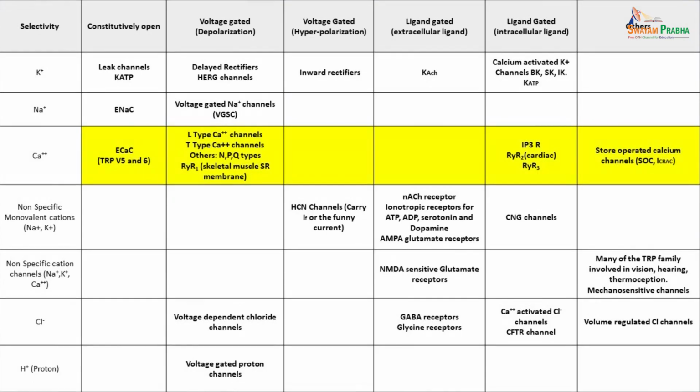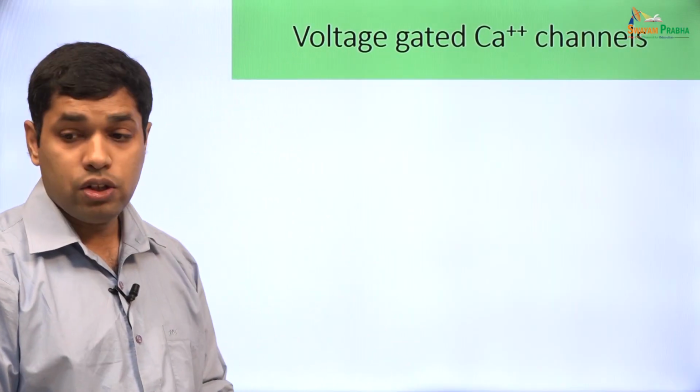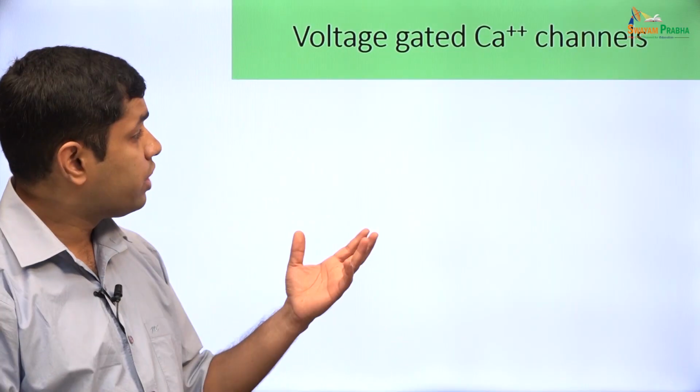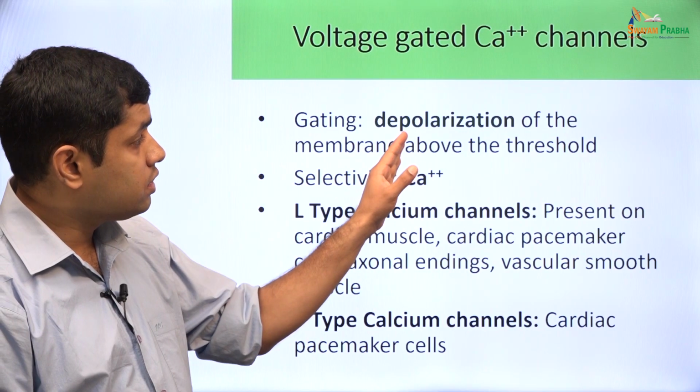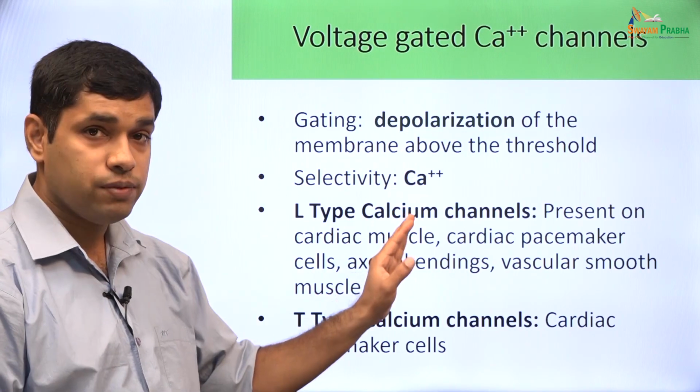But what we will discuss now is the different channels that are involved in regulating intracellular calcium levels. And we'll start off with the first one, that is the voltage gated calcium channels. We've discussed this in brief before, but we'll talk about the L-type calcium channel and the T-type calcium channel, which are voltage gated channels selective for calcium. Let's start off with the voltage gated calcium channels. So what do we know about them? We know that these are open with depolarization, they are selective for calcium.